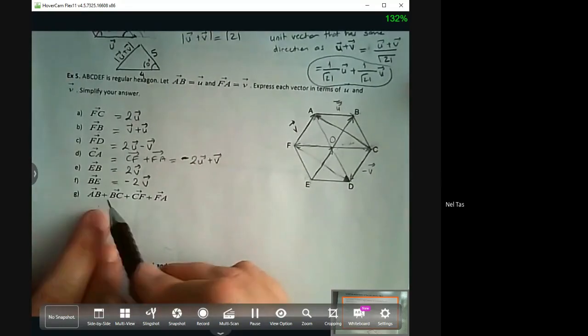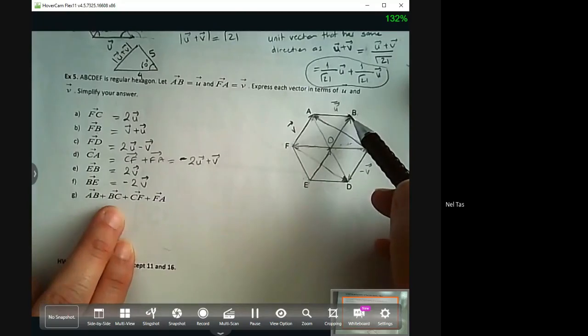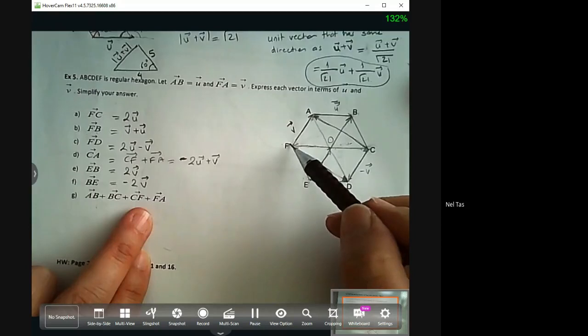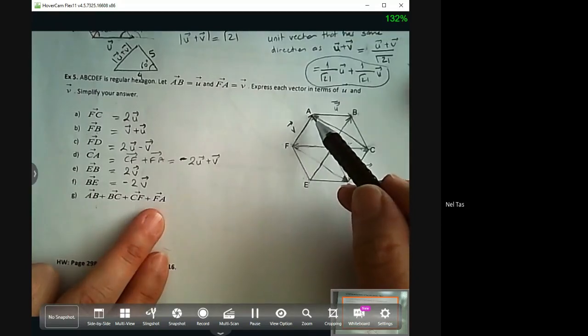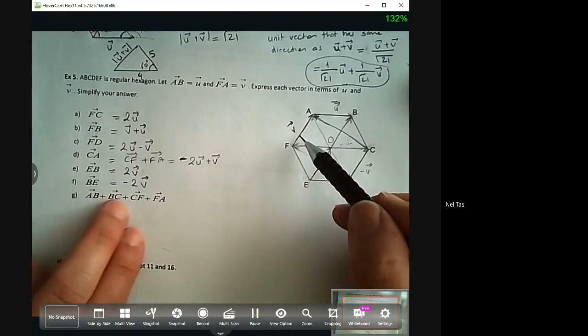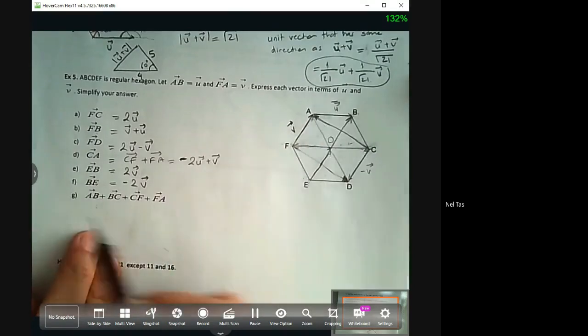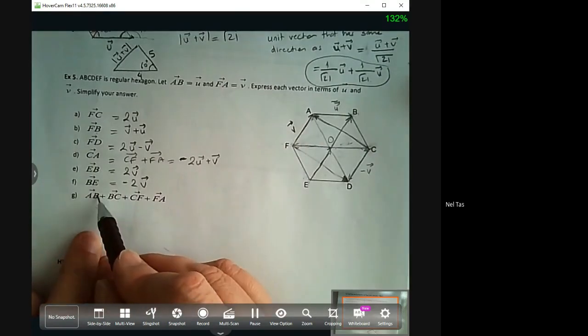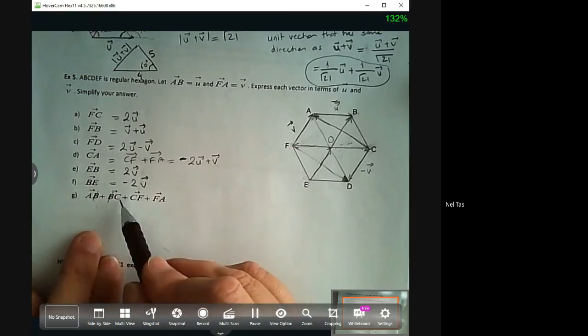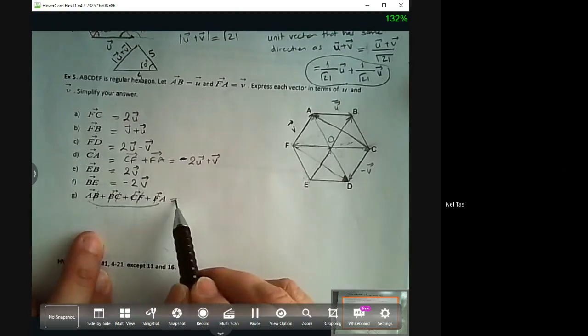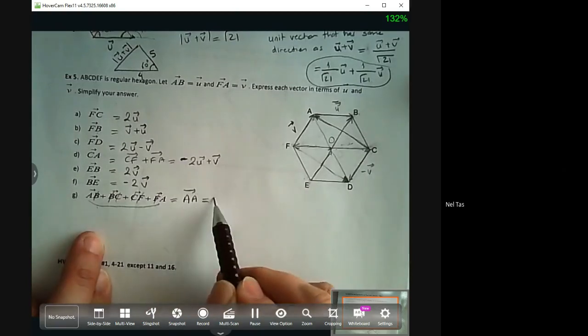Now the last one, AB plus BC plus CF plus FA. So you started from A, and these vectors are all head to tail, and you came back to A. Okay, so the result of this is going to be then zero vector. And shortcut would be, even without looking at the shape, that these are gone, C and C, F and F are gone. So you end up with AA vector, which is zero vector.